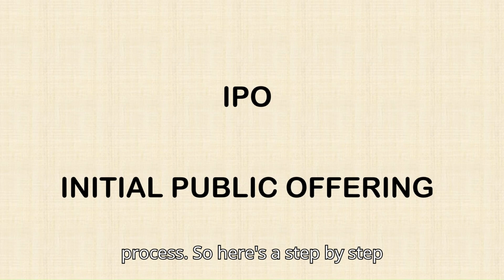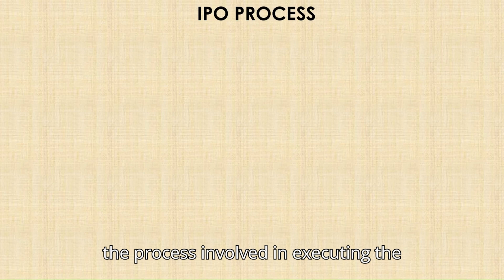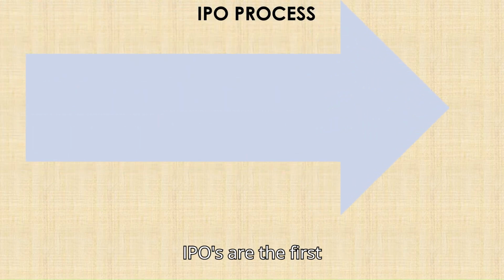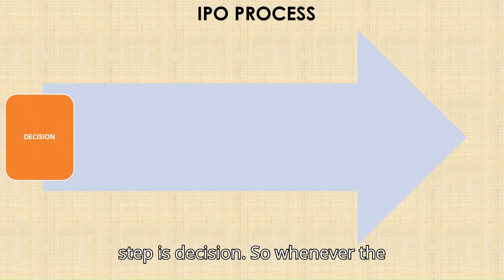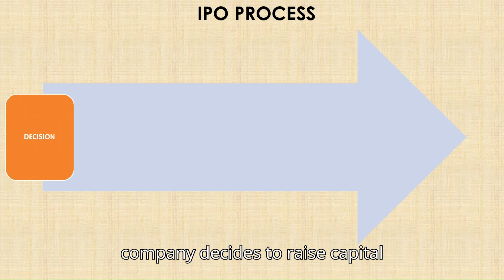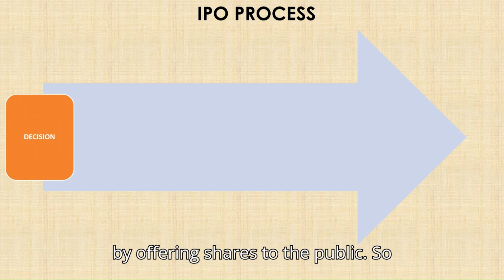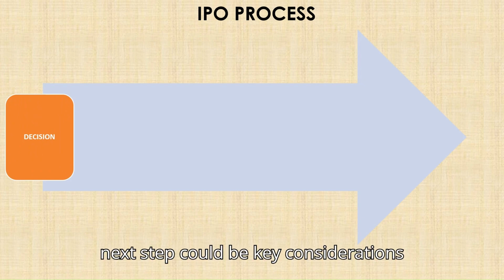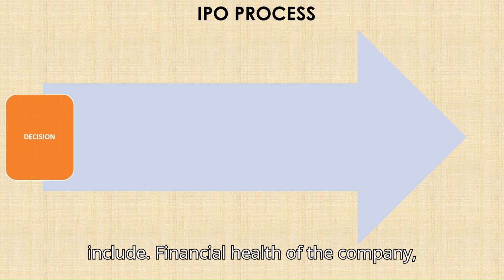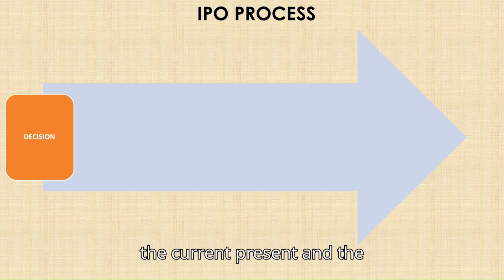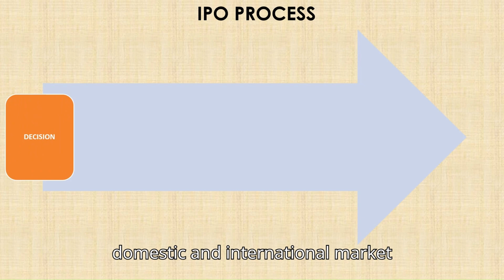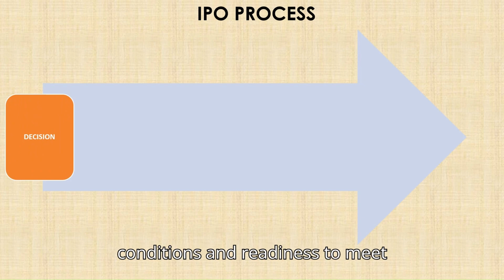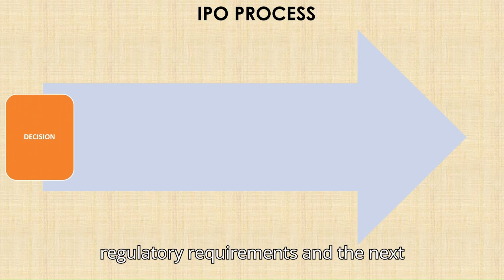So, here's a step by step overview. The process involved in executing the IPOs: the first step is decision. Whenever the company wants to go public, the company decides to raise capital by offering shares to the public. The next step is key considerations, which include the financial health of the company, the present domestic and international market conditions, and readiness to meet regulatory requirements.